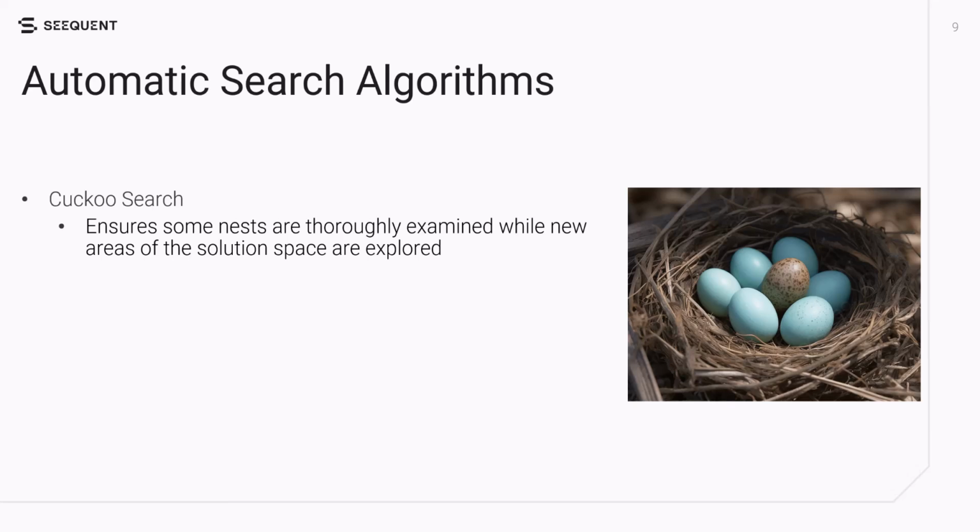Cuckoo search, inspired by the brood parasitism of cuckoo birds, starts with a population of host nests, which each represent a potential solution. These are randomly generated within the search space. It improves solutions by generating new candidates through levy flights, which enable long-range exploration, and by selectively replacing less fit solutions in the population, thus maintaining an effective search balance.